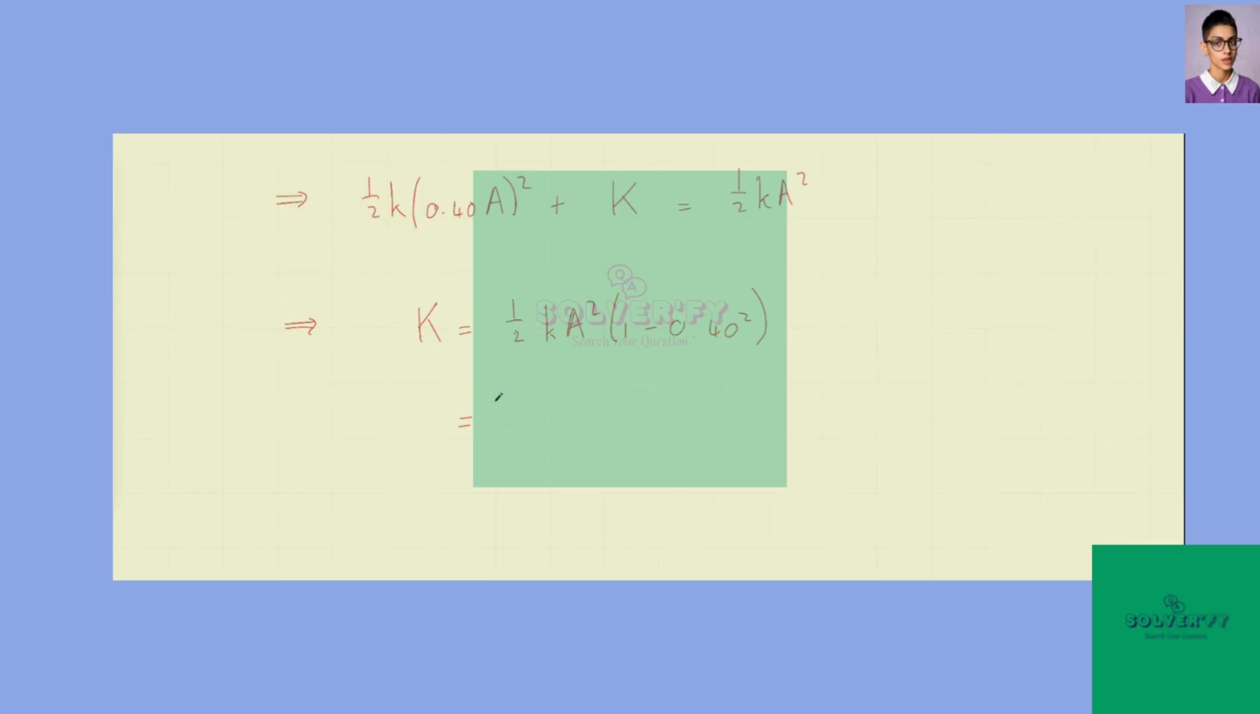This is equal to 2 joules times 0.84, which tells us that the kinetic energy at the point where x is equal to 0.4A is 1.68 joules.